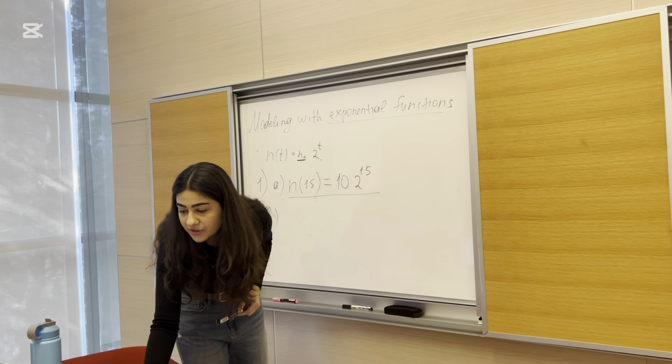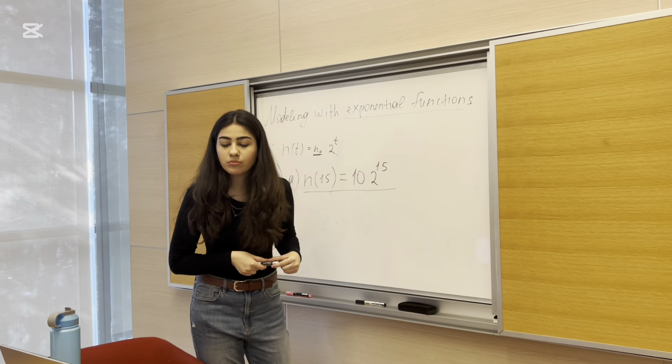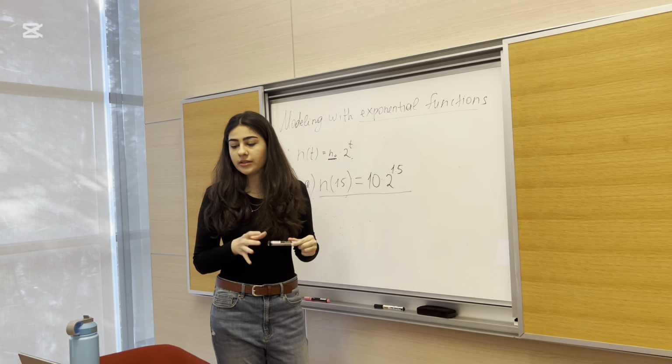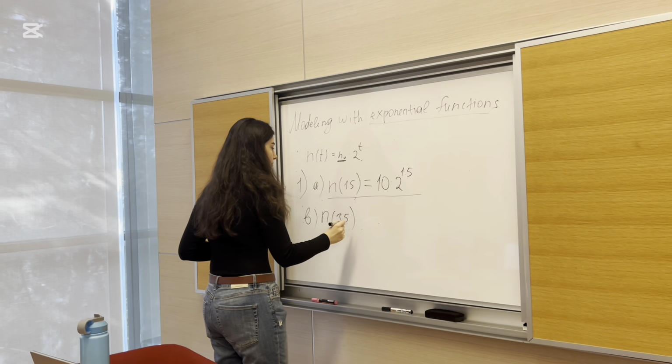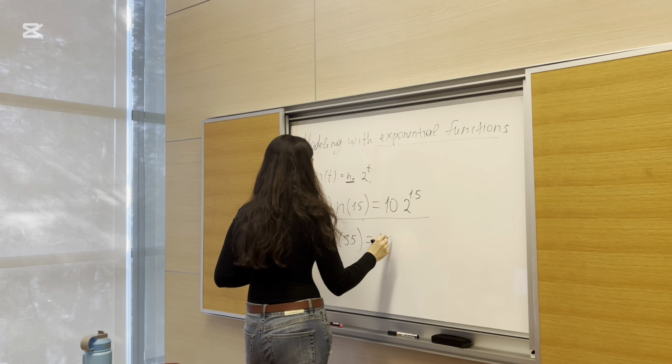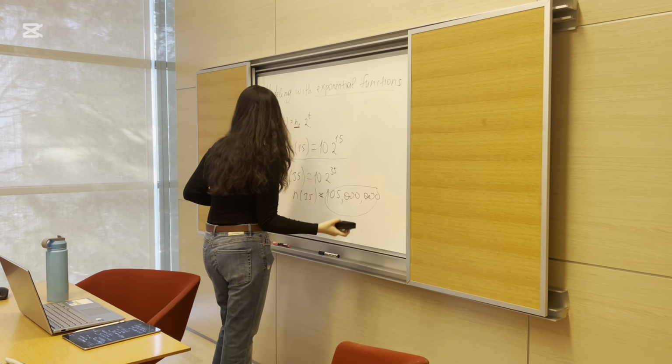B: estimate the number of bacteria after 35 hours. To estimate this, we should just substitute 35 into the formula. So it's 10 multiplied by 2 to the power of 35 divided by 1.5, and approximately it's some big number, around 105 million. You can solve it using a calculator.